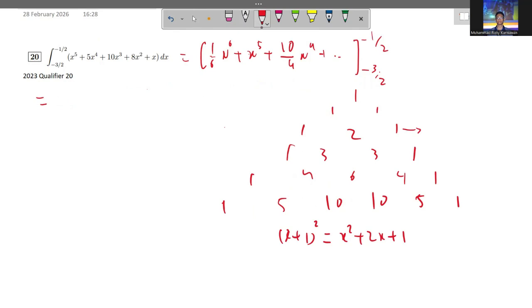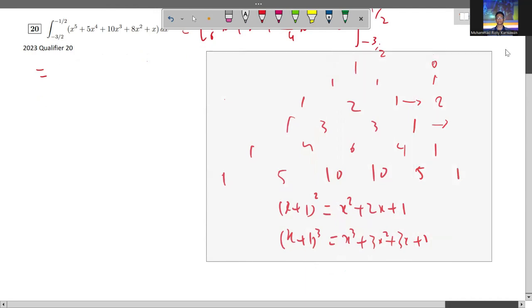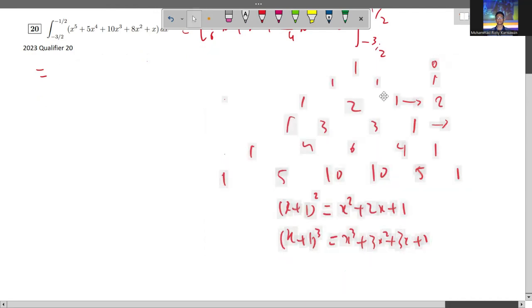Maybe it's better to just relabel them as the zeroth, first, second rows. And then here, the third row are the coefficients of x plus 1 to the power of 3. And this is x cubed plus 3x squared plus 3x plus 1. Okay, so you can see how we're going to use this Pascal's triangle. So I'm going to move it aside here.